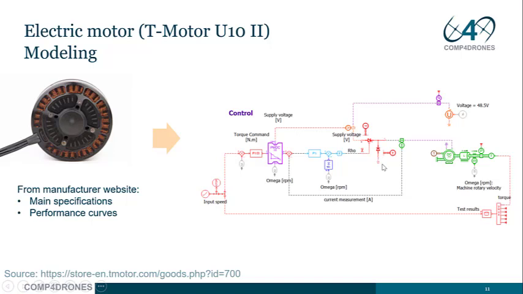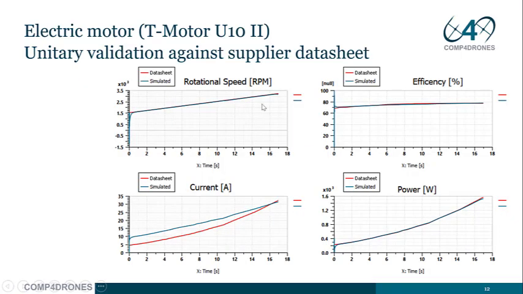So we now compare the results simulated with the supplier datasheet. As explained before, the rotational speed was imposed, so there is no surprise that the two lines are superposed. And we also see that the efficiency simulated with respect to the one provided by the datasheet is pretty much the same. Also the power looks the same.